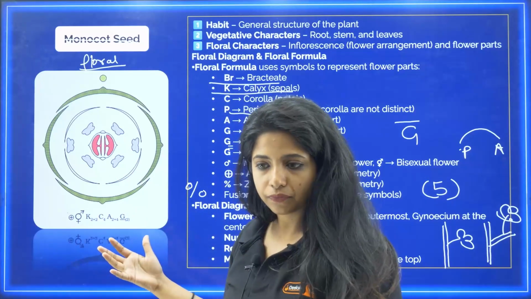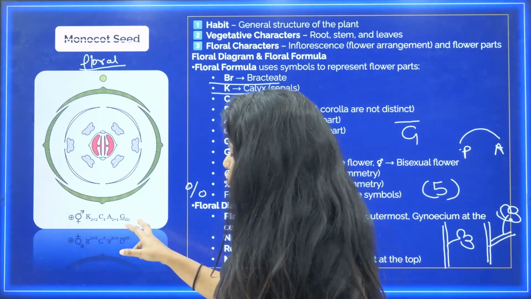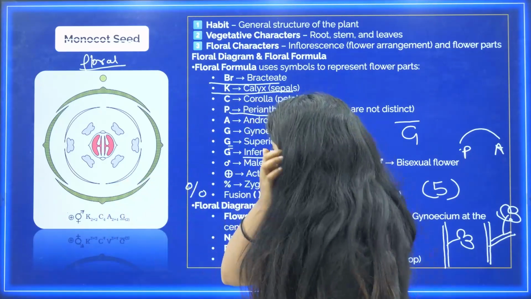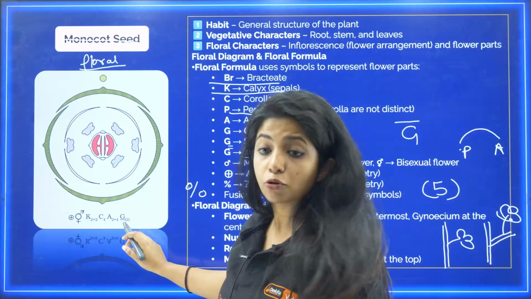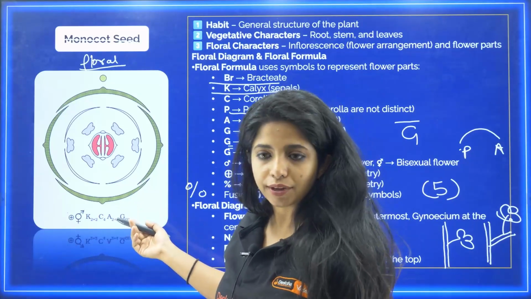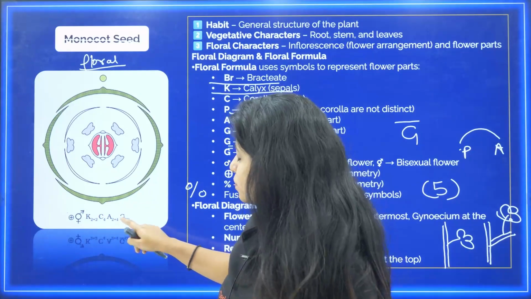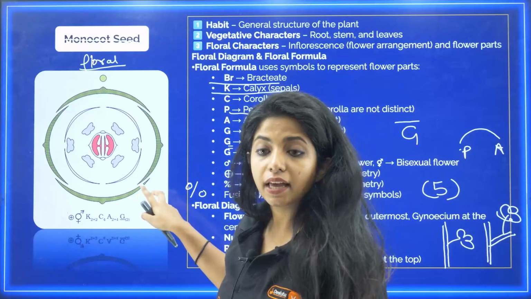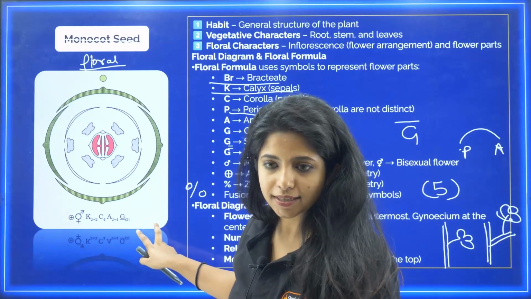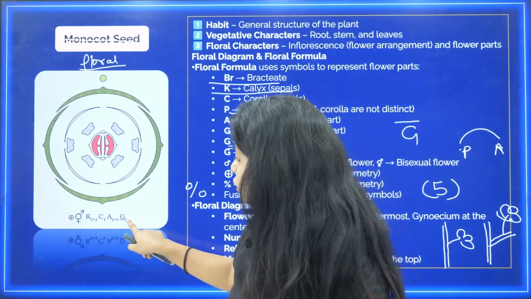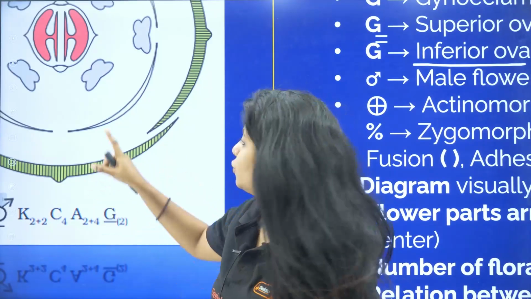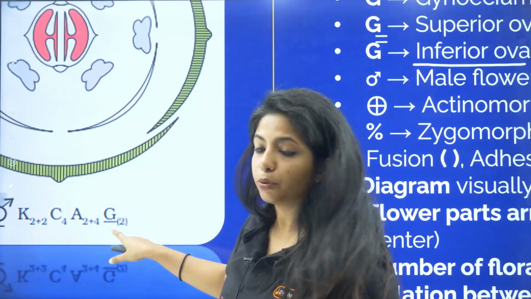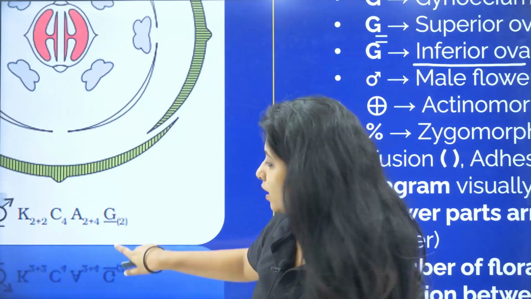Then you have gynoecium. Just give me a second, children. So where was I? Yeah, so this condition is known as gynoecium. Gynoecium is having a superior ovary, which is why a dash is below and then G is there. And you see there are 2 carpels. That is why 2 is being mentioned over here. And 2 of them basically are fused, which is why they are put inside the bracket.